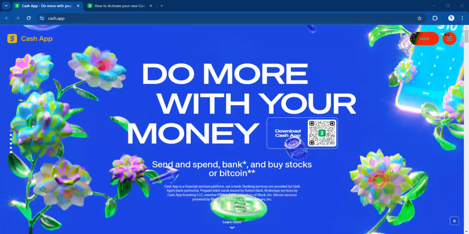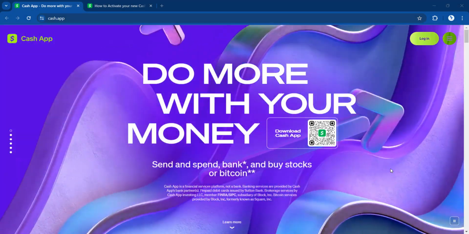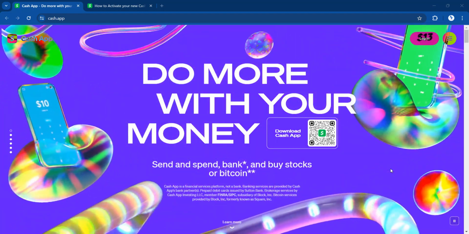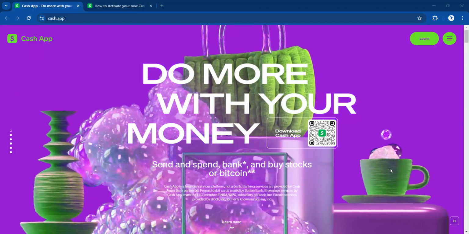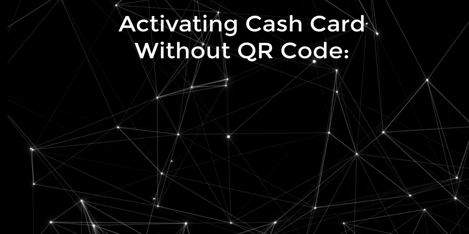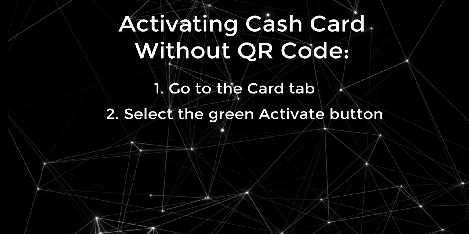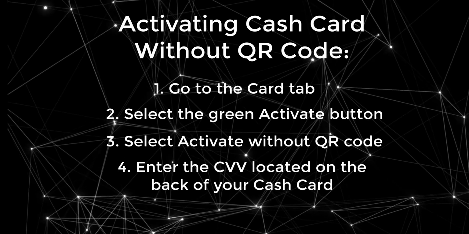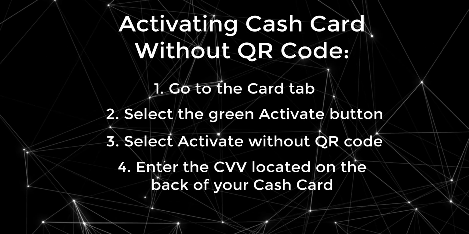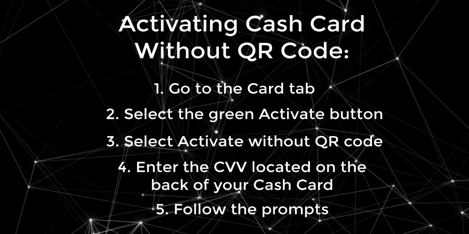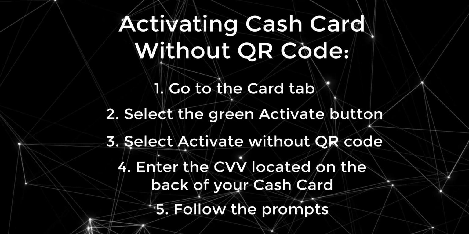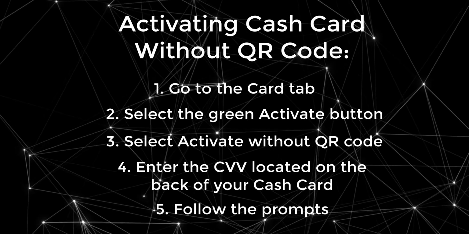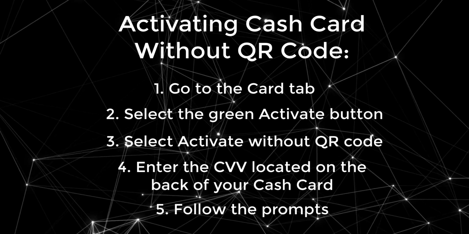So in some cases, the cash app QR code may no longer be of use. If this is the case for you, then cash app offers simple steps to activate your cash app card without actually having to use the QR code. So to do this, just navigate to the cards tab and click on the activate button again, then select activate without QR code, and after this just enter your CVV code located on the back of your cash app card, and then follow the steps to activate your cash app card. It shouldn't take more than a couple of seconds. If it should take even longer, it should be a couple of minutes.